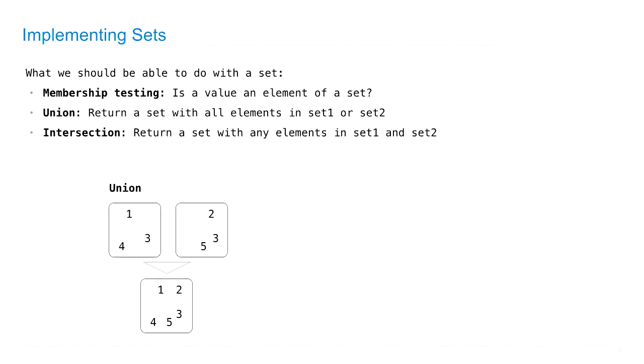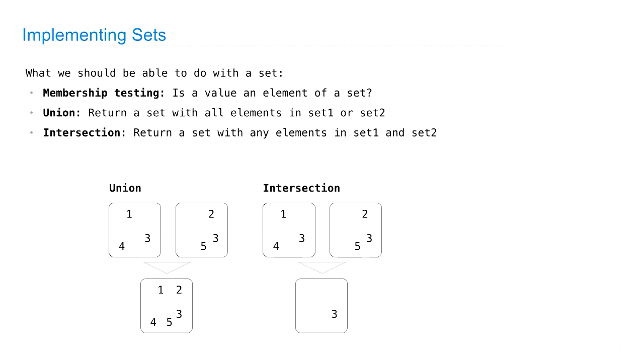And we should be able to compute the intersection, which returns a set with any elements in set 1 and set 2 at the same time, which for this example is only the number 3.